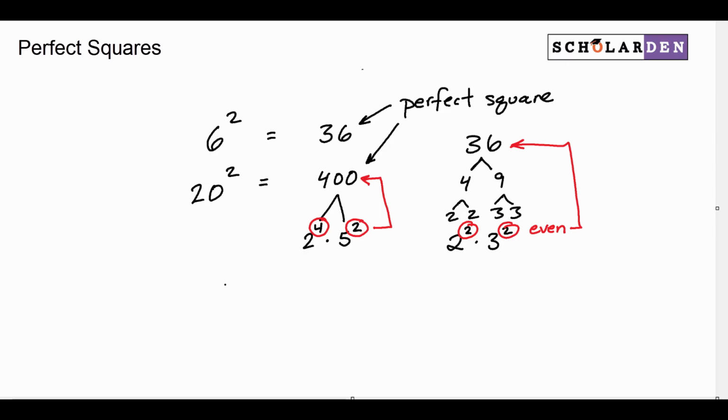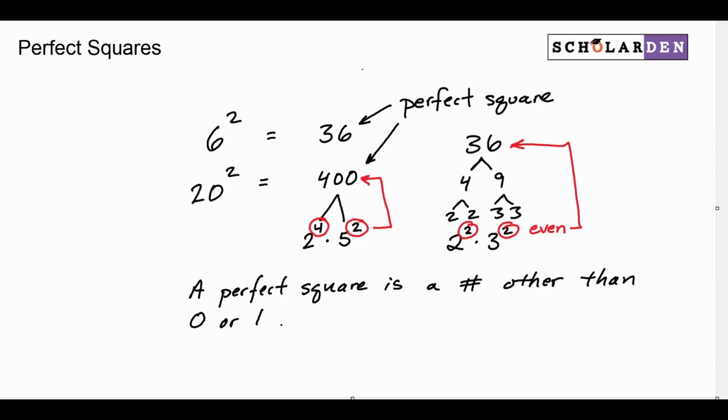So a perfect square is a number other than 0 or 1. I didn't mention that before. Other than 0 or 1, whose prime factors have even exponents.